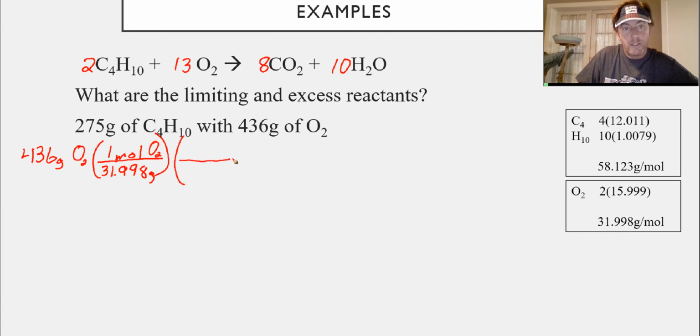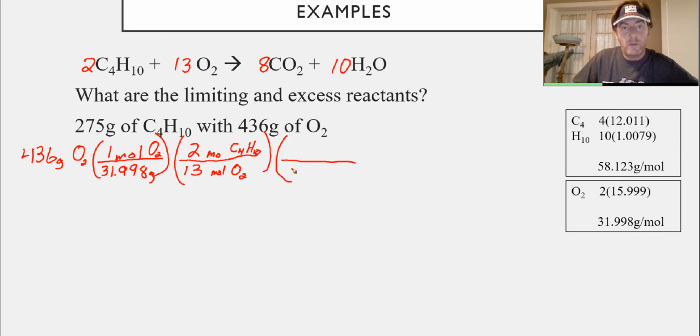So next one, I'm using my molar ratios. I want moles of O2 on the bottom to cross that one out. And I want moles of butane on top. And what's the ratio? Well, we get that from the balanced equation. It's 13 oxygen to 2 butane. So I want to get rid of moles of butane. I'm going from the periodic table, so it's always 1 mole. And then, just like I did over there, 58.123 grams of butane.